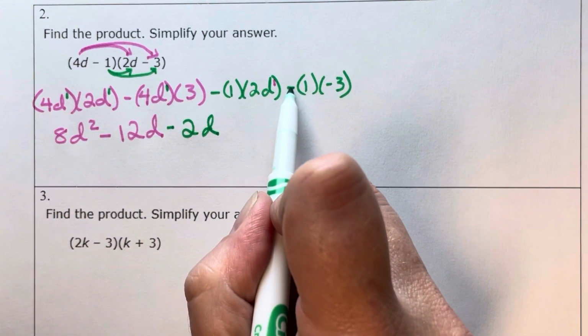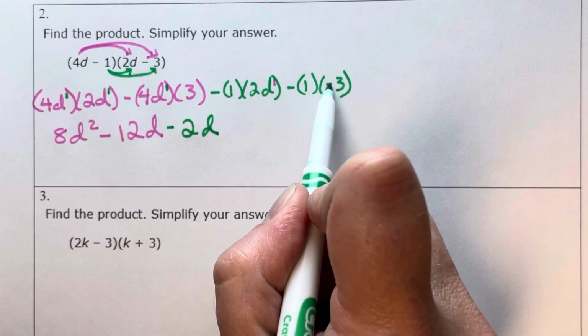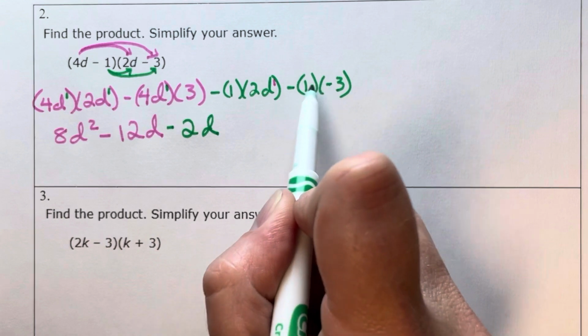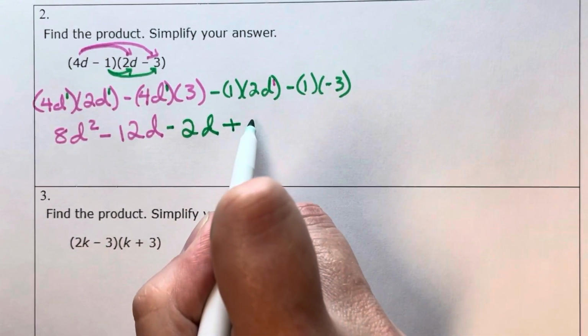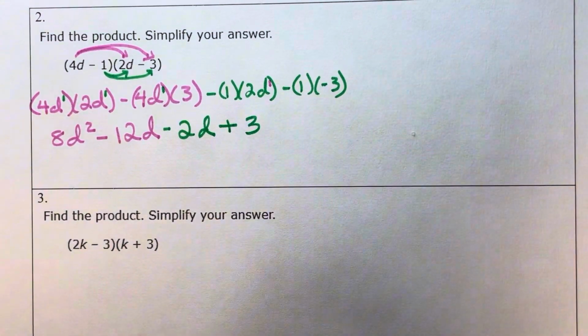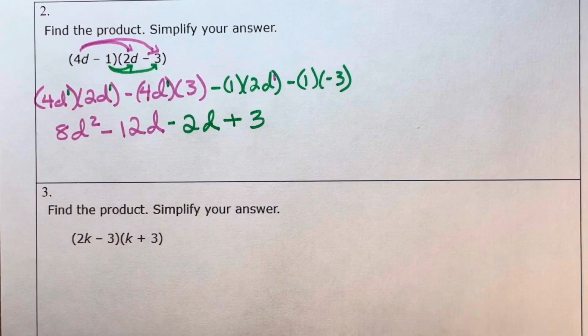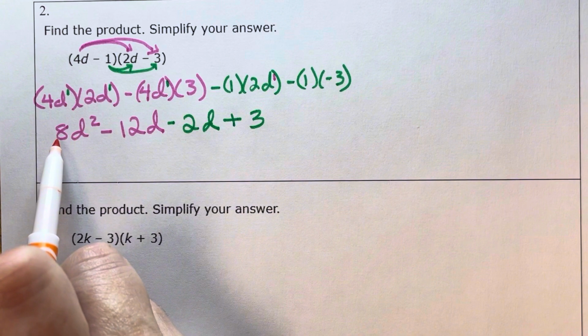And finally, we've got a negative times a negative. Make sure that you take that into account, making a positive. Big 1 times big 3 is 3. Now we're ready to finish this up by combining like terms.